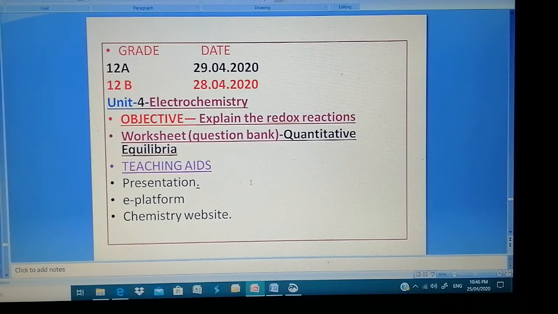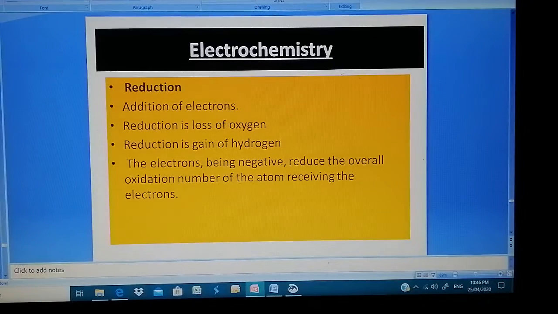So that is our new unit, electrochemistry, and we are just introducing the redox reactions, and I will give a worksheet based on quantitative equilibrium. So electrochemistry, today we will see some words which are very familiar for you, just to recall them. That is reduction, oxidation, what are redox reactions, oxidizing agent, reducing agent.